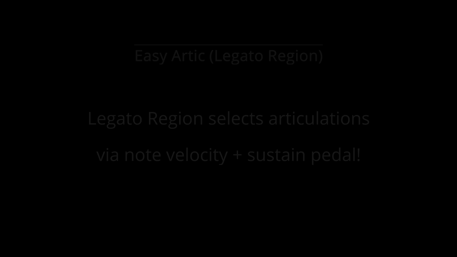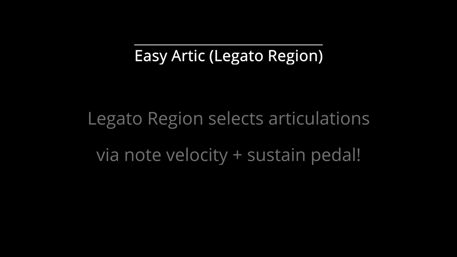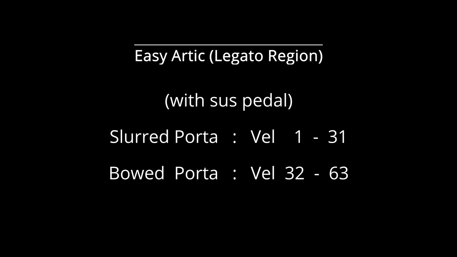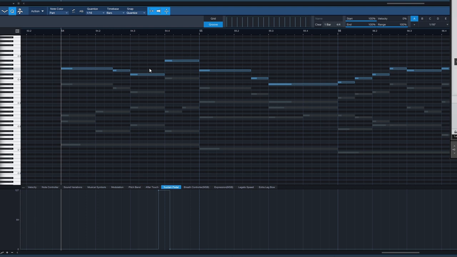For writing connected phrases, we'll edit velocities to be in the legato region. In the legato region, we can choose slurred legato by writing in the lower half, velocities 1 to 31, and bowed legato in the upper half, velocities 32 to 63. If you want the portamento versions of bowed and slurred legato, you can automate the sustain pedal, or CC number 64, to engage it at the time that you want portamento instead of legato.